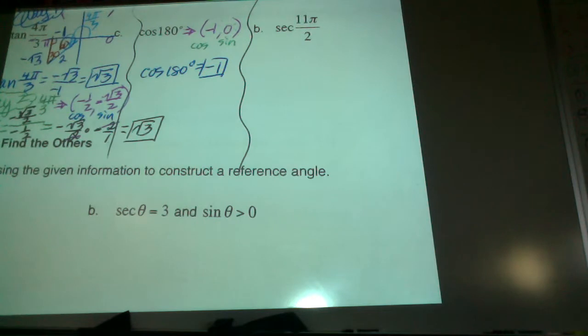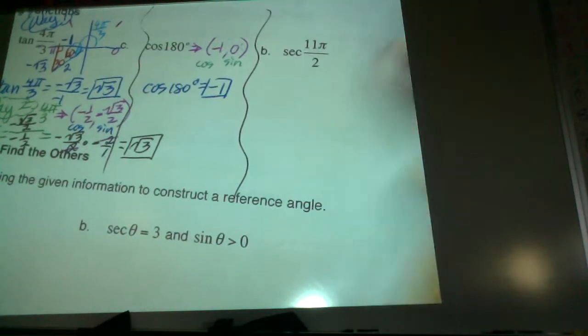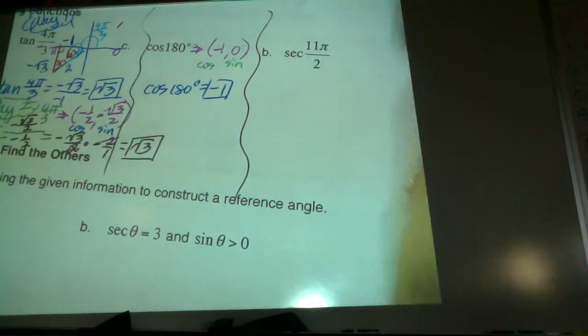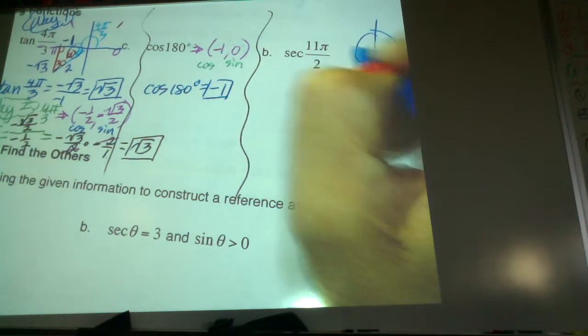We're just looking at the other forms just so you can see, because they could ask you anything. It just so happened I asked for cosine. All right, so secant of 11 pi over 2. I have to know exactly where that is. Is that at 90 degrees or is that at 270 degrees? So I would immediately draw my unit circle. I would just draw a little sketch of my unit circle like that.